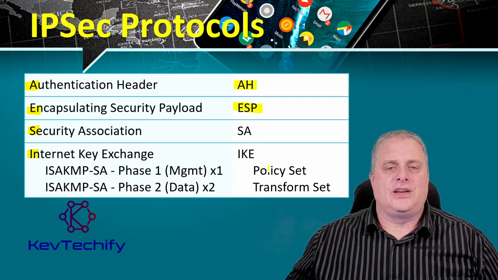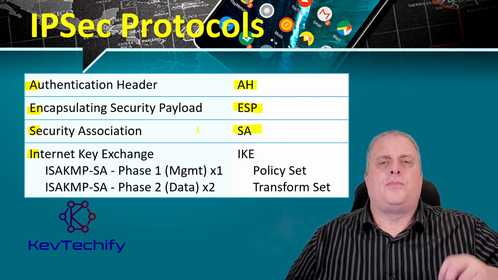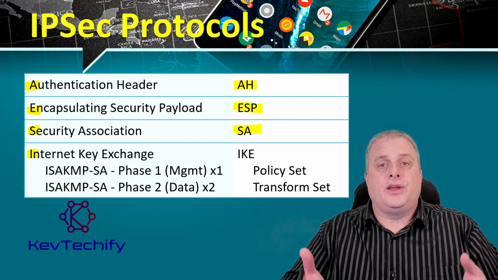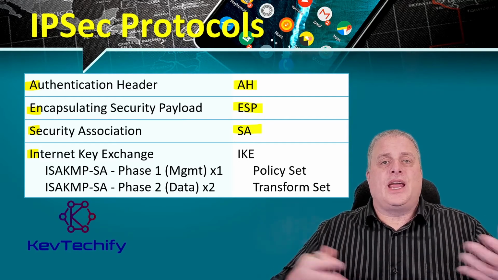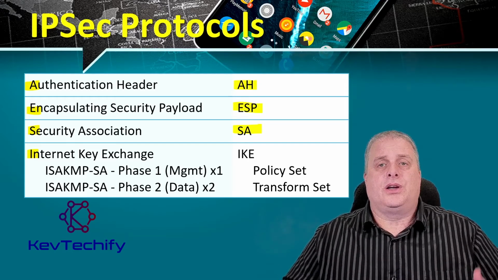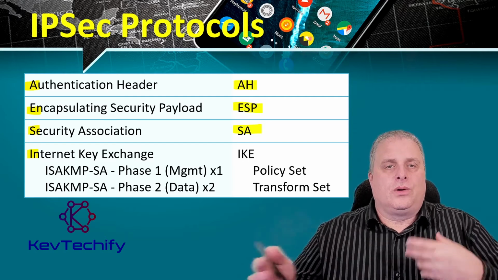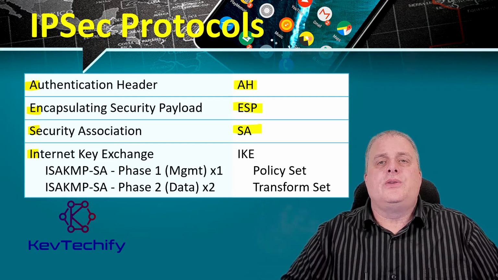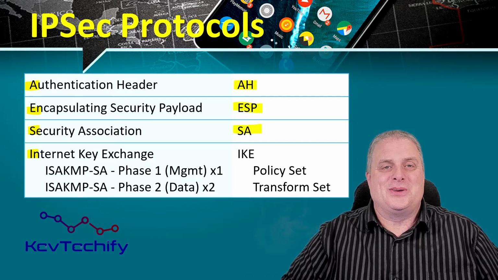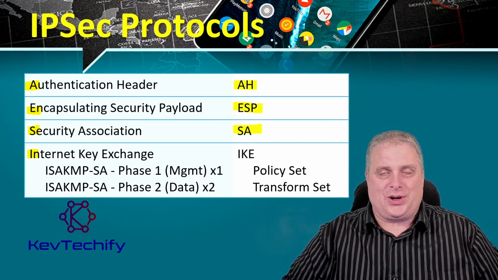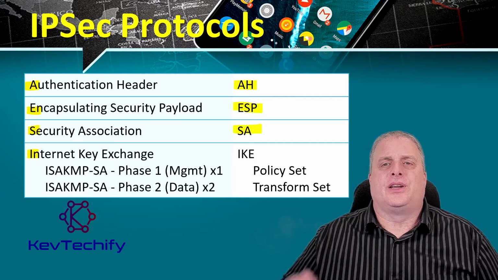Then we have security associations, also known as SA. These are used to set up basically a contract or a recipe for how security is going to be handled from each end of the IPsec connection or tunnel. Now, security associations are built on IKE, or the Internet Key Exchange. And IKE uses the policies laid out in the Internet Security Association and Key Management Protocol, also known as ISAKMP, to set up these security associations.